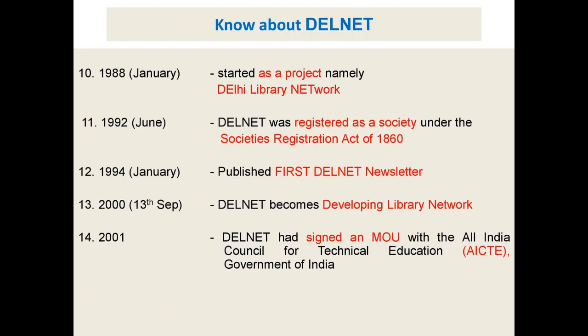1988 January started as a project, namely Delhi Library Network. In 1992 June, DELNET was registered as a society under the Societies Registration Act of 1860. 1994 January published first DELNET newsletter. 2000 13th September, Delhi becomes Developing Library Network. In 2001, DELNET had signed an MOU with the All India Council for Technical Education, that is called AICTE, Government of India.